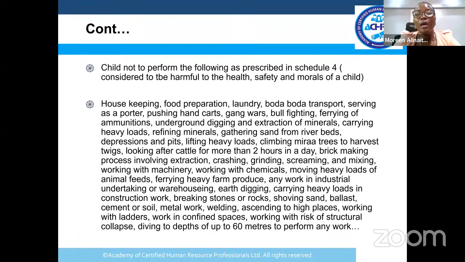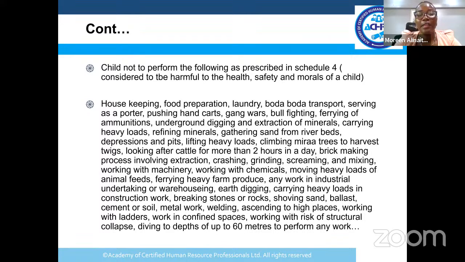Children should not perform the following, as prescribed in section 4, considered to be harmful to the health, safety, and morals of the children. Because children are the future anyway. If their morals are corrupted, who is going to lead the country moving forward? If their health is deteriorating because of the work, who is going to take care of the country when we are in our 70s? These are the future. That is why the law seeks to protect them.